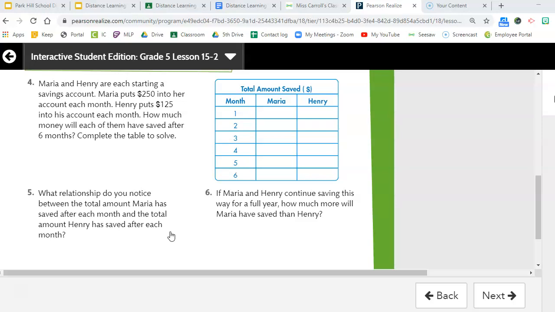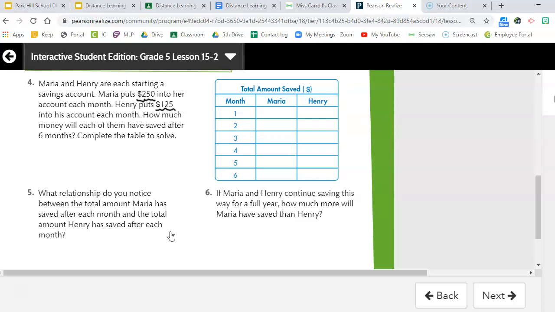Number 4, Maria and Henry are each starting a savings account. Maria puts $250 into her account each month. Henry puts $125 into his account each month. How much money will each of them have saved after 6 months? Complete the table to solve.